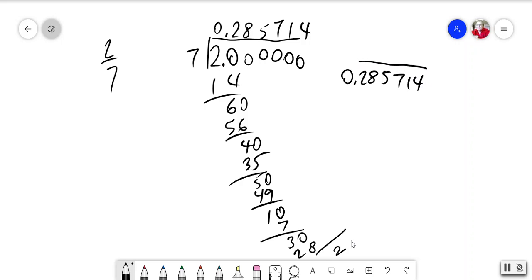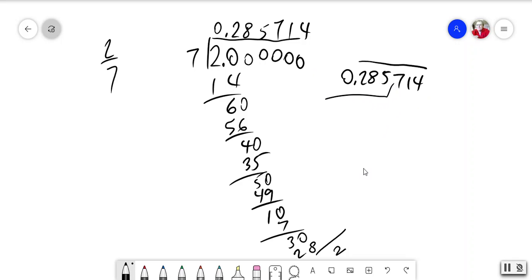So 0.285714, 285714, forever. That's much farther than you would normally go. Tenths, hundredths, thousandths, ten-thousandths, hundred-thousandths, millionths. Unless you are doing research on bacteria or something like that, or atoms, you're not going to go down to the millionths. For what your textbook does, we're not normally going past the thousandths.